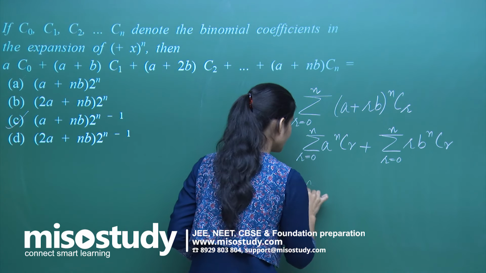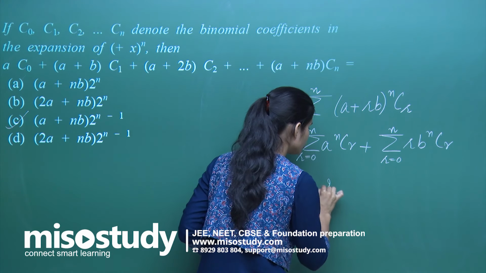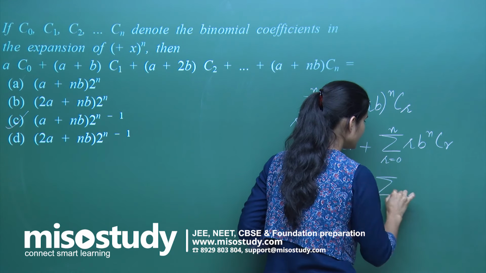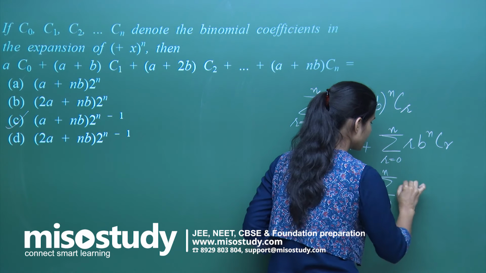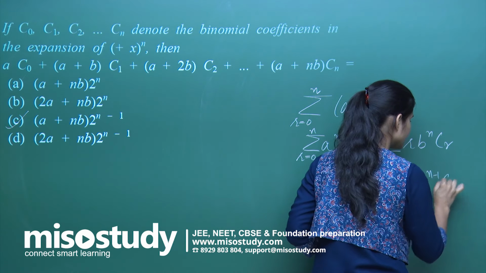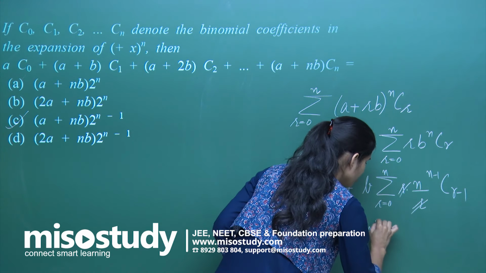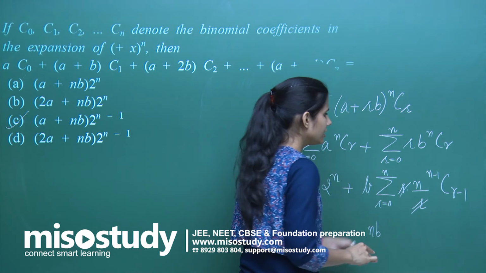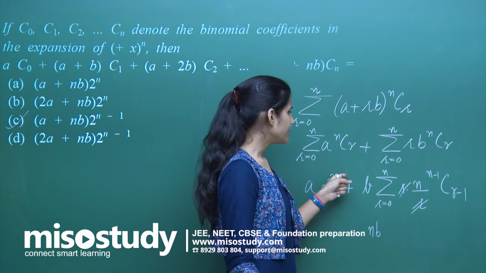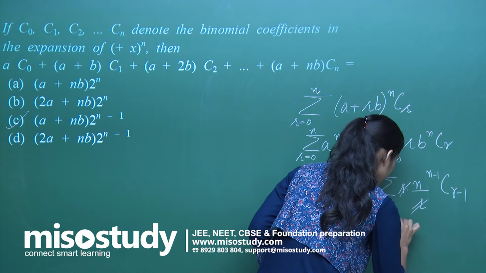Fine. A comes out common, you're left with summation r going from 0 to n nCr, which you know is 2 to the power n, plus here what I'm going to do is b comes outside, I have r varying from 0 to n, r into, I can write nCr as n by r times (n minus 1)C(r minus 1). r cancels, n comes outside, you get n times b, summation (n minus 1)C(r minus 1). Now if summation nCr is 2 to the power n, summation (n minus 1)C(r minus 1) is 2 to the power n minus 1.